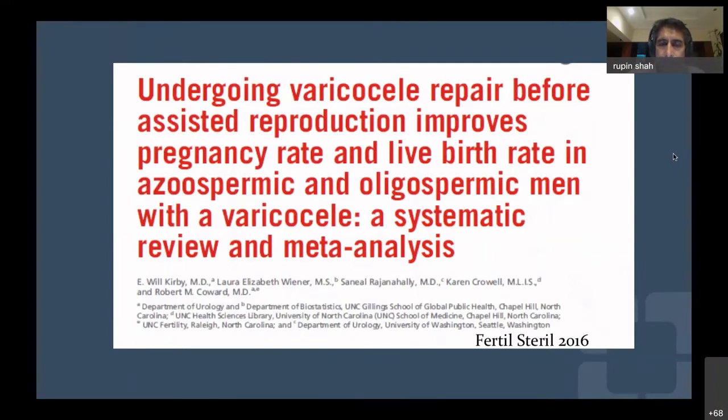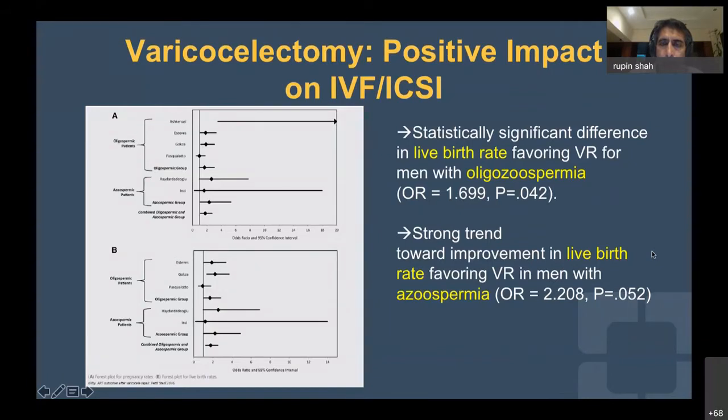And here is another meta-analysis which showed that the odds ratio actually improved. Next slide, please. In favor of live birth after the varicocele was corrected before doing IVF ICSI. And they found this both for men with oligozoospermia and azoospermia. So these studies are there, but what do I tell my patient? Your odds are 1.699. So if I operate 8 couples like you, maybe 1 increase in pregnancy will take place.